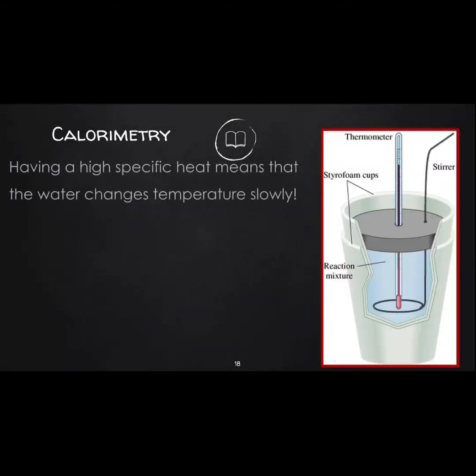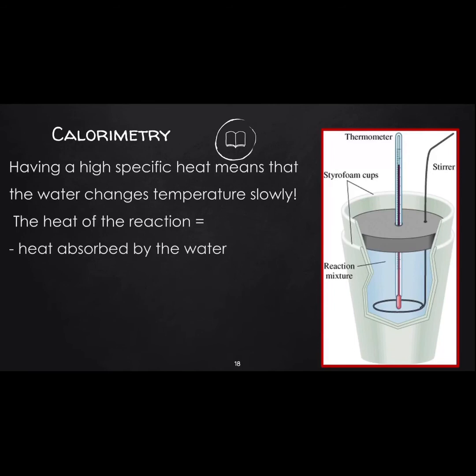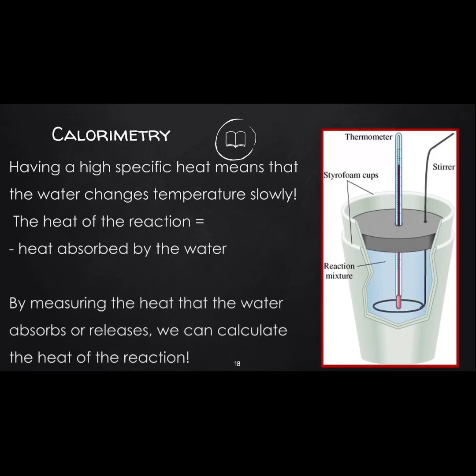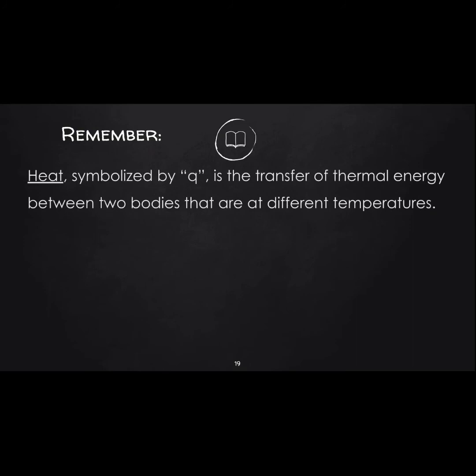Having a high specific heat means that the water temperature changes very slowly so that we can actually measure it. The heat of the reaction is going to be minus whatever the heat absorbed by the water is. By measuring the heat that the water absorbs and releases, we can calculate the heat of that specific reaction. Remember that heat is going to be symbolized by lowercase q, and it's the transfer of thermal energy between two objects that are at different temperatures.